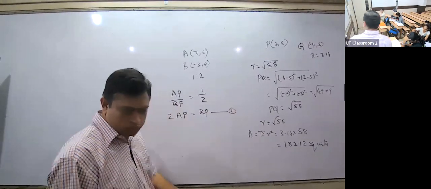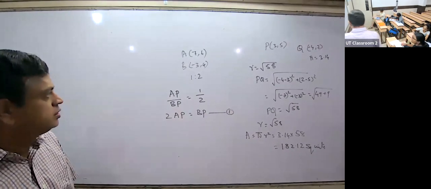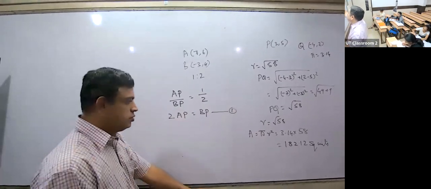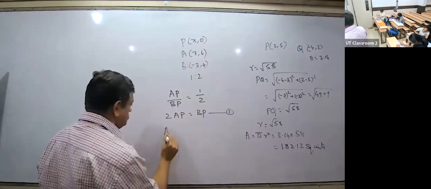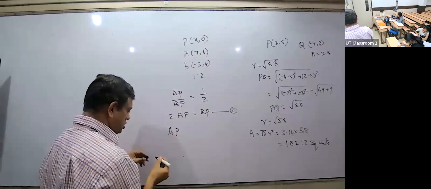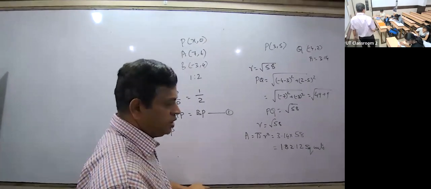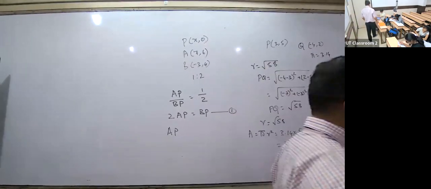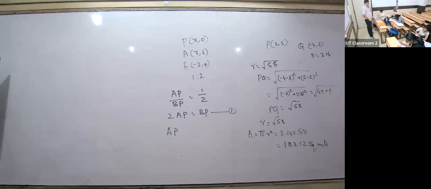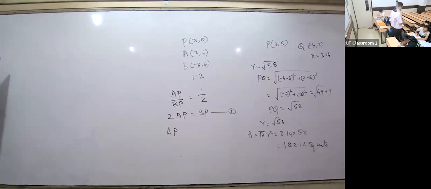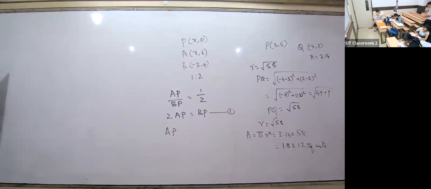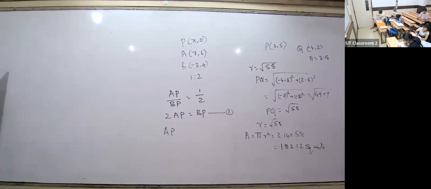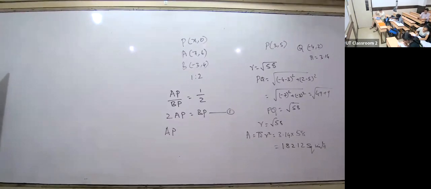You know how to find out AP? P is (x, 0). Find AP, find BP, and substitute. I'll give you 3-4 minutes. These are solved examples.